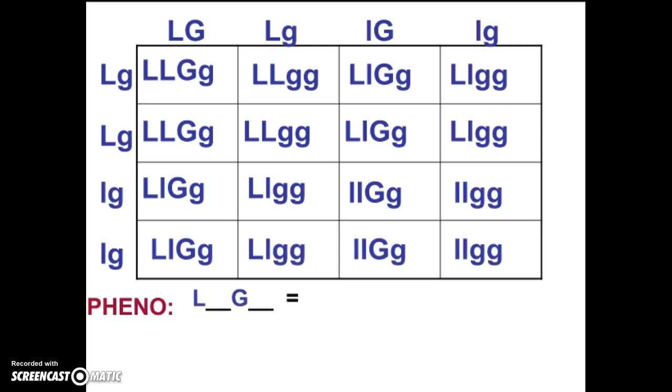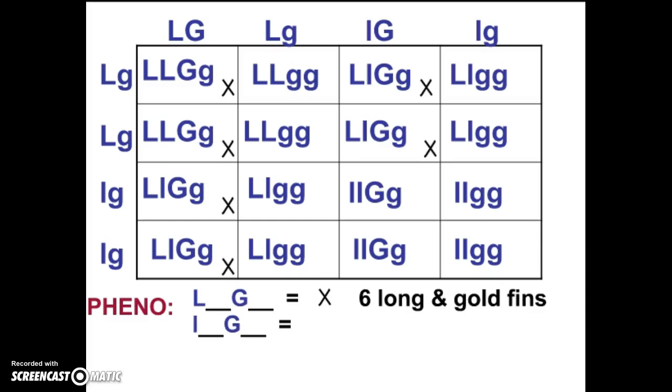Okay, let's go through phenotypes. Anything that is big L something, big G something, is going to have long and gold fins. So I'm going to go through and check my boxes off. I have 6 of those. My next combination, I can have short fins and gold fins. So little l, big G something. Because remember, short is recessive and gold is dominant.